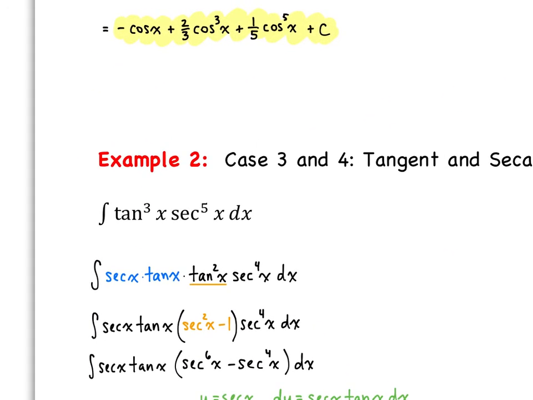So let's zoom in here. We have tangent cubed, secant to the 5th, and we're integrating this. They're both odd. So if we take one function out of each of those, I'm going to rewrite this as secant tangent.